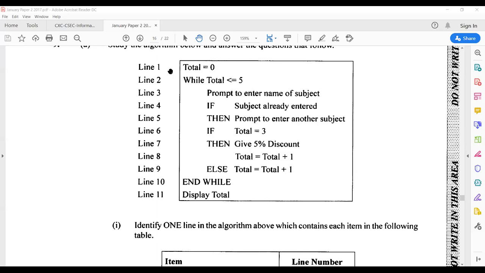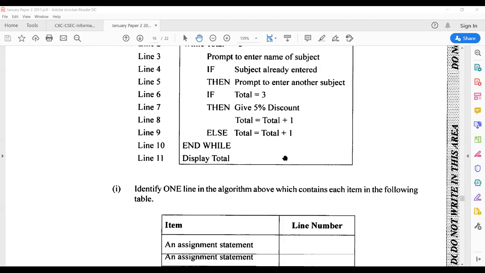Remember, prompting the user means you're putting something out on the screen to ask the user for the information. So that's 3 and 5. And line 11 is just displaying the total, putting the total on the screen. Okay, so any one of those would have been correct.